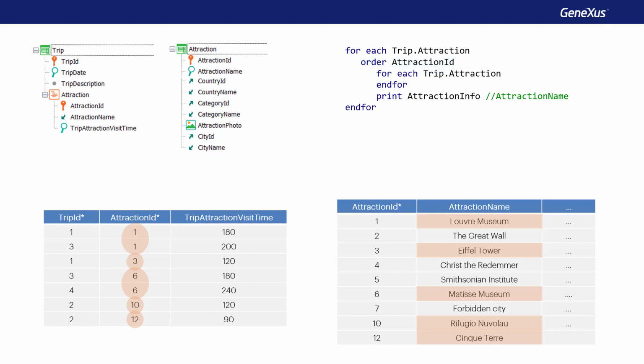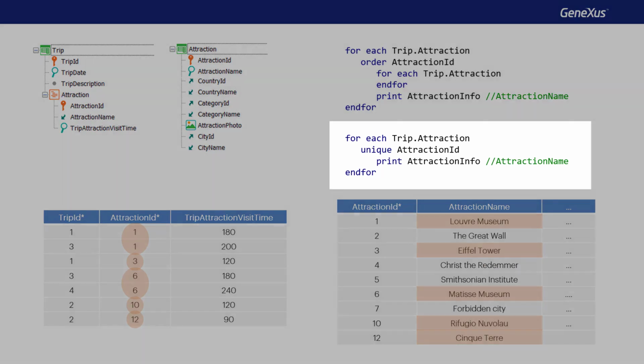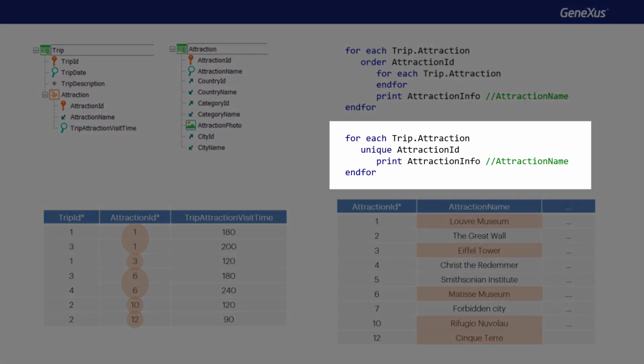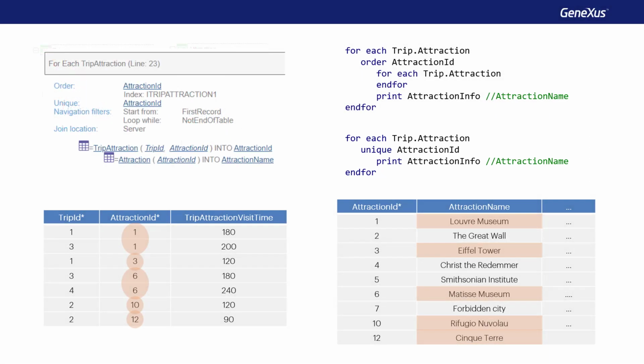This can be solved in a much simpler way using the unique clause. It's the most obvious use case. In the navigation list of the forEach with unique, we see that since it has an index by attraction ID in trip attraction, because it's a foreign key, it'll choose to sort by that attribute. Therefore, it starts in the first group where the value of attraction ID is repeated, and its attraction name, which is unique for all the records of the group, is printed in the output, Louvre Museum.